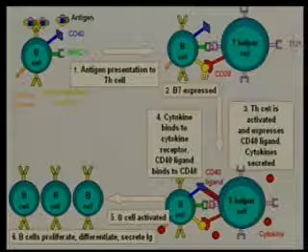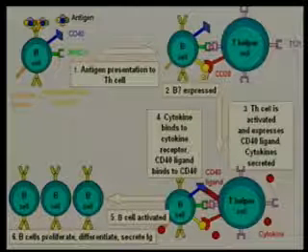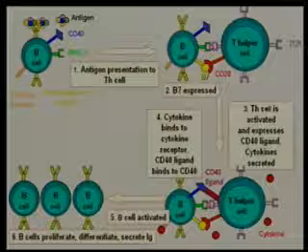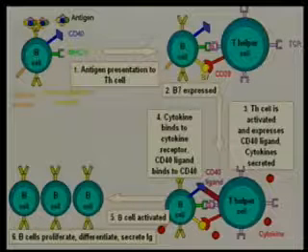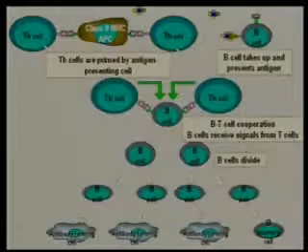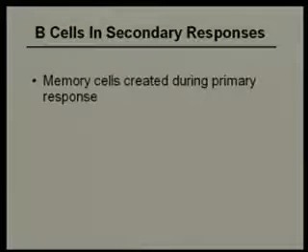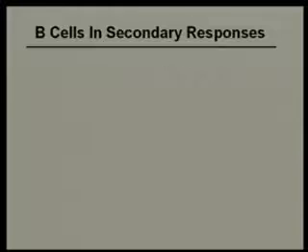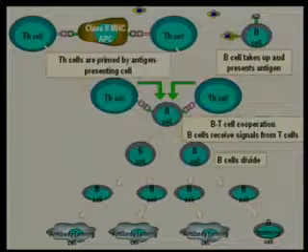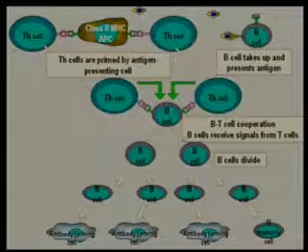Once this signal happens, typically once this interaction happens here, this will send a signal to the B cell to upregulate the B cell. It turns out that B cells can play a very important role in the secondary immune response. We'll discuss that a little bit here. As I mentioned in the previous slide, in addition to producing antibody-forming cells, memory cells are formed.